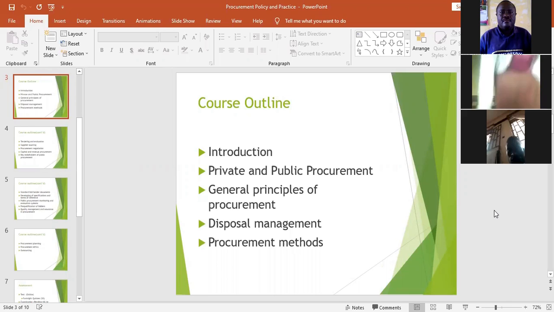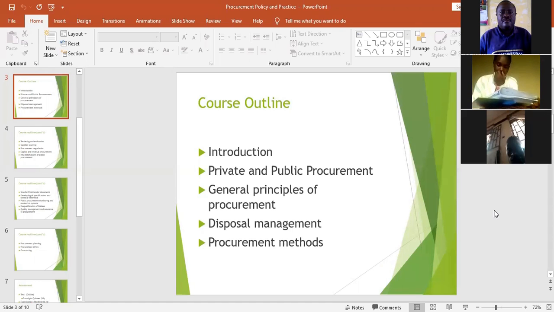So pre-qualification and request for proposals only for internal bidders, not outsiders. That is the first method of procurement. And I've said different organizations use different methods of procurement depending on their situation, depending on the environment they are working in, depending on the amount of resources they have.